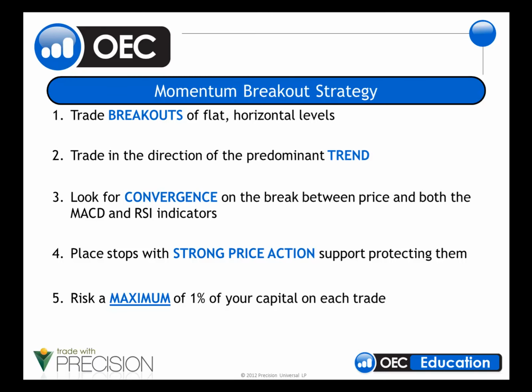We want strong price action support, protecting our stop loss. We want to play strong defense here and protect our stop. We want to manage our risk. This gives us the advantage of our targets being very likely to be hit and our stops very unlikely to be hit. And we're only going to risk a maximum of 1% of our capital on each trade. So make money slowly in the markets. If you're making money too fast, you're probably taking too much risk.